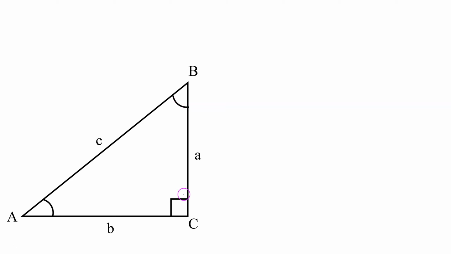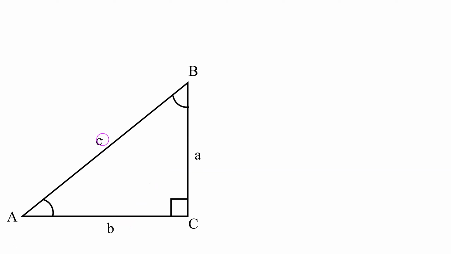So if you knew this was 90 and you knew this was, say, 75, well, this angle must be 90 minus 75, or 15 degrees. So we learned how angles relate to one another. Then next, we learned how sides relate to one another through the Pythagorean theorem. The Pythagorean theorem was a squared plus b squared equals c squared. So if you knew two of the sides, you could get the third side.